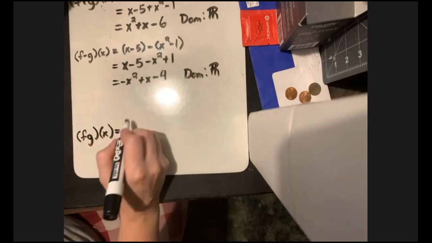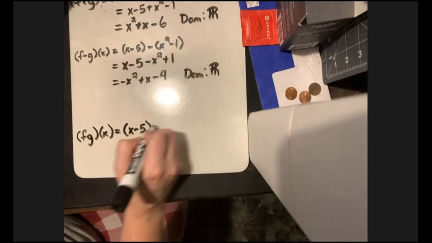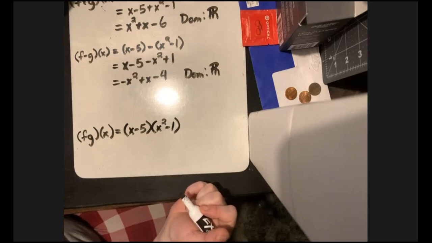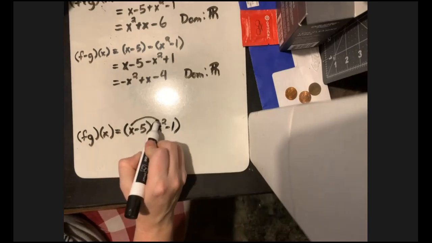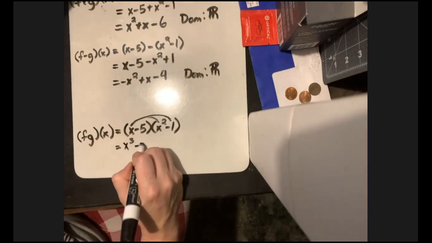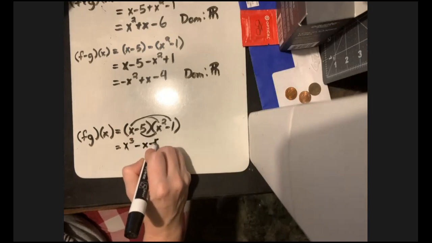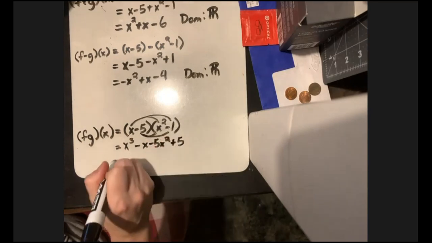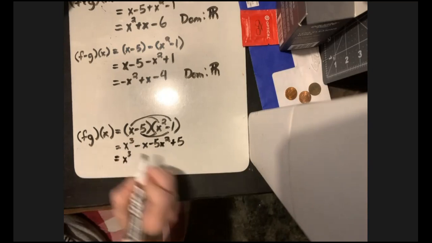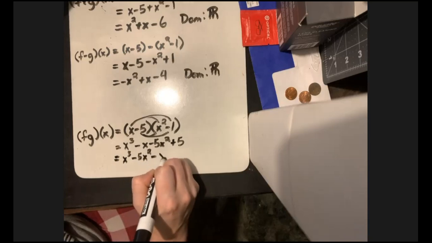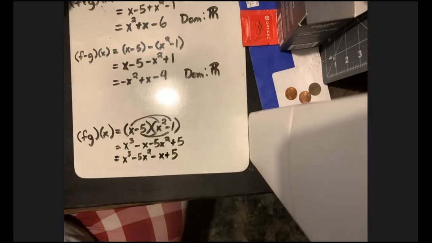So now we're going to do multiplication. So I'm going to have x minus 5 times x squared minus 1. And this is going to become a FOIL or a multiply type problem. So I'm going to get x cubed minus x minus 5x squared plus 5. Again, if you want to clean that up just a bit, getting it in highest powers working your way downwards, we would have x cubed minus 5x squared minus x plus 5.